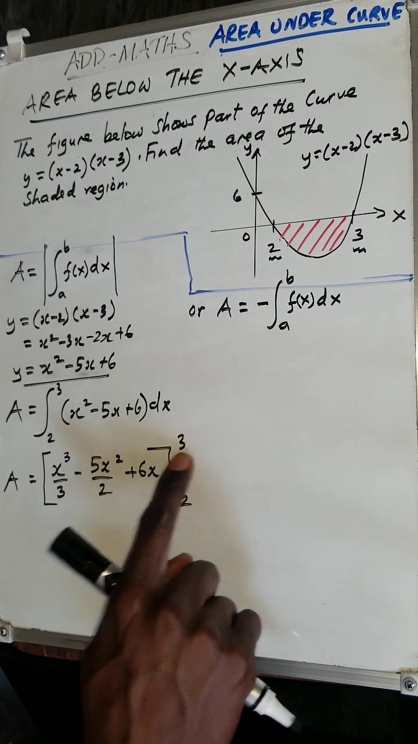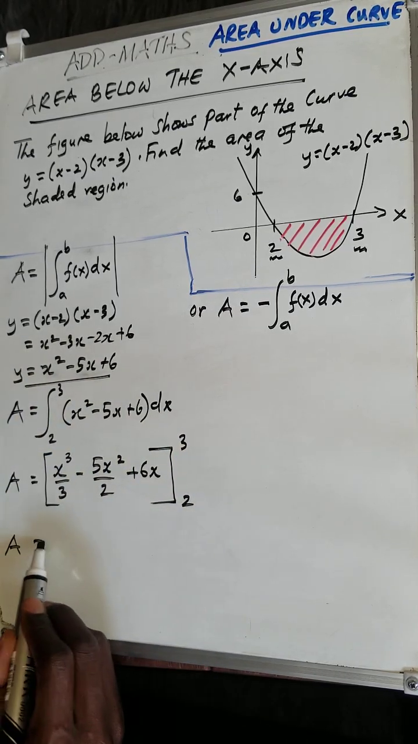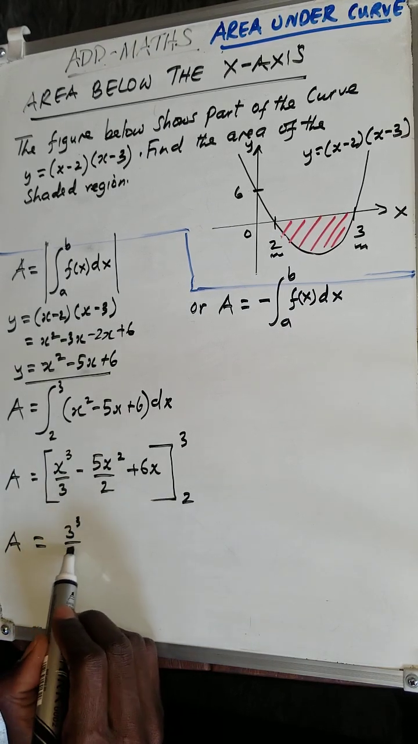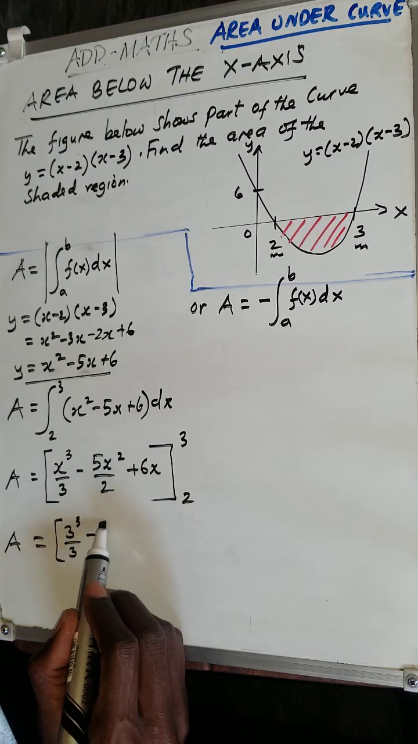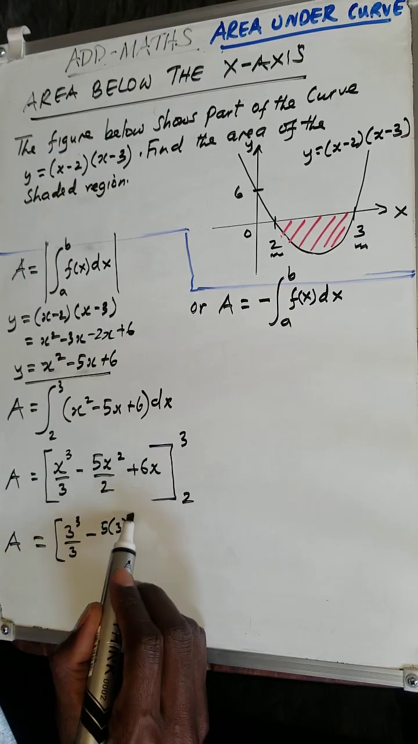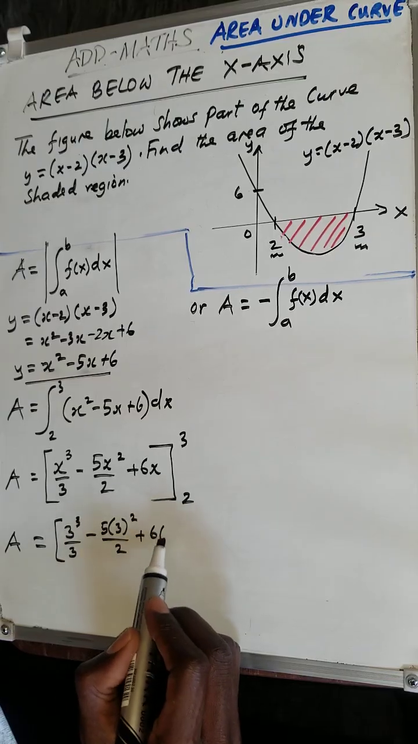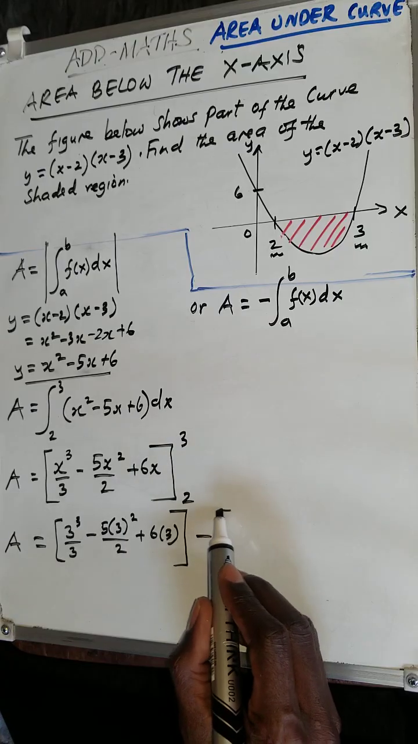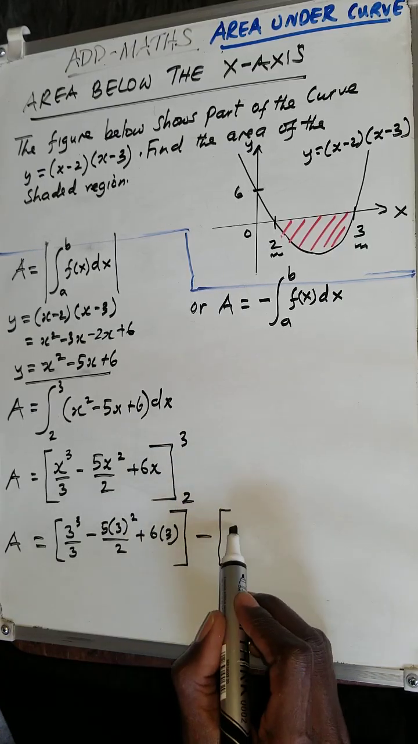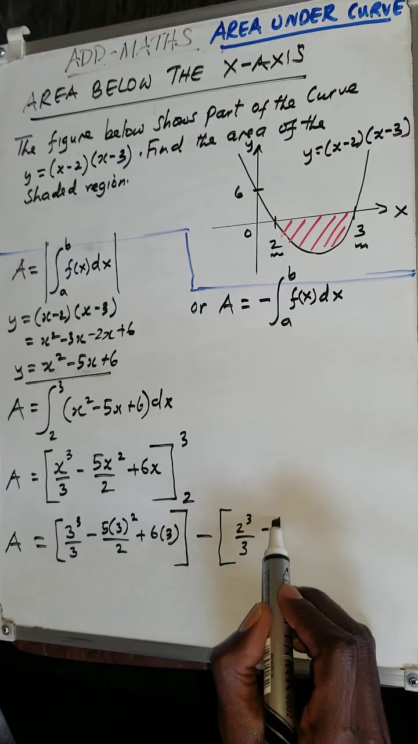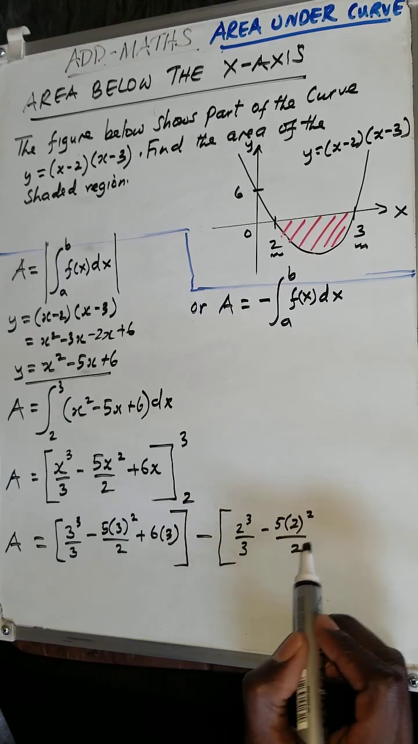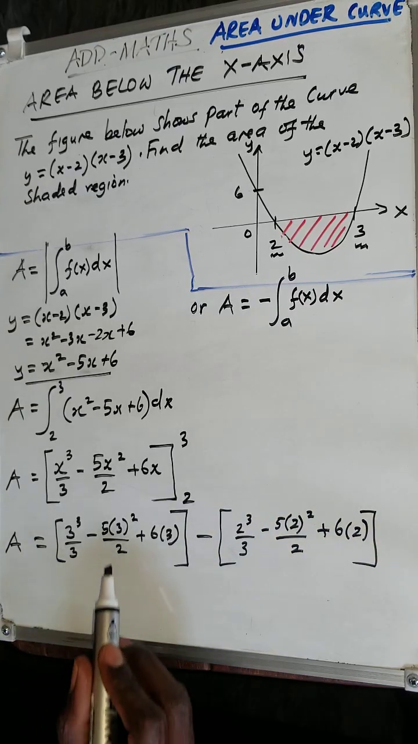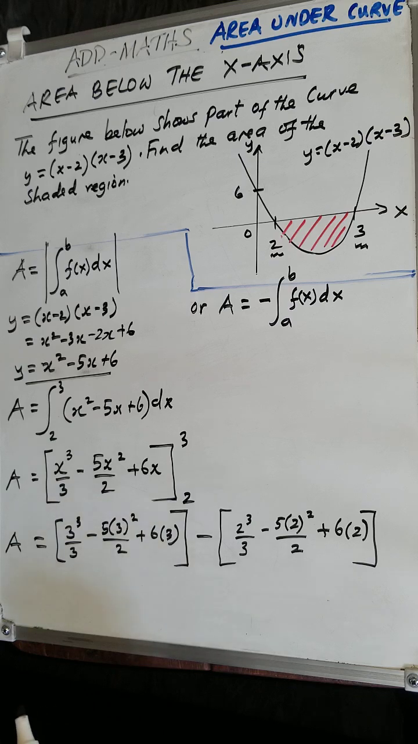Now you need to substitute the limits. For the upper limit, it is 3 cubed over 3, minus 5 times 3 squared over 2, plus 6 multiplied by 3. Then minus the lower limit, which is 2 cubed over 3, minus 5 times 2 squared over 2, plus 6 multiplied by 2. So remember, this is the upper limit minus the lower limit.